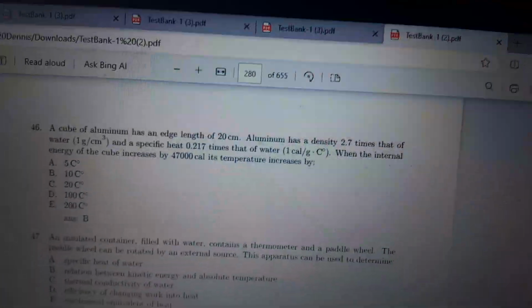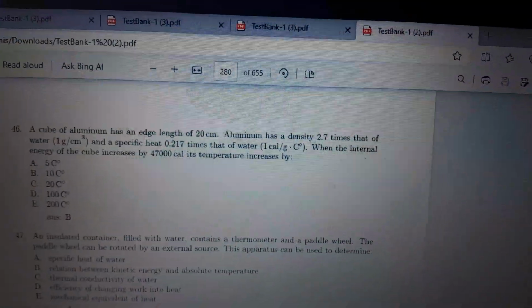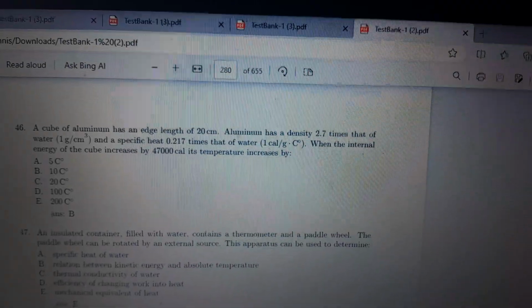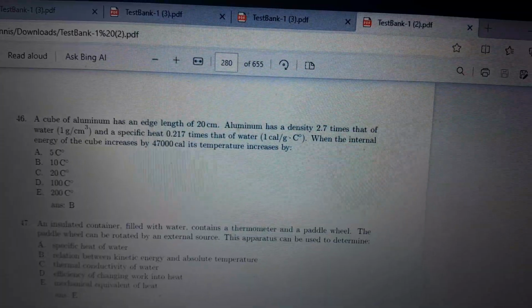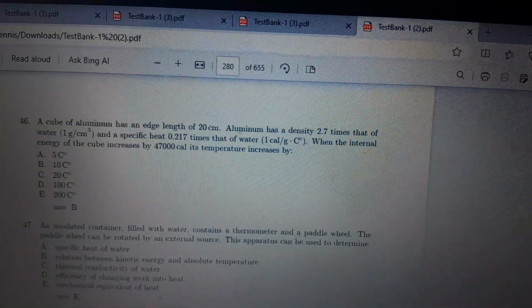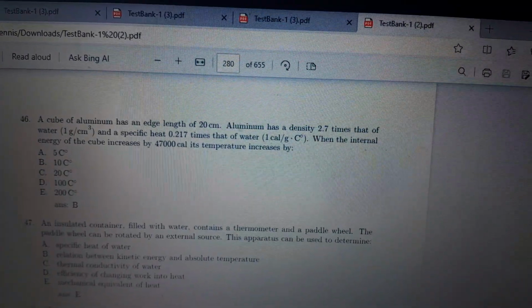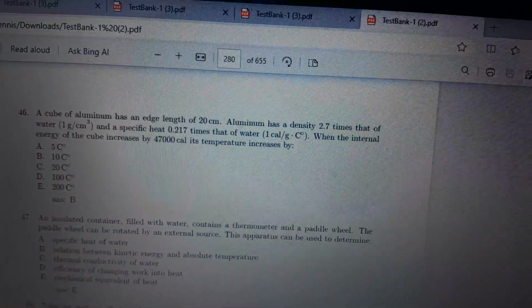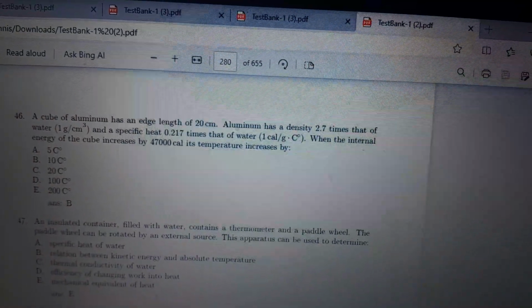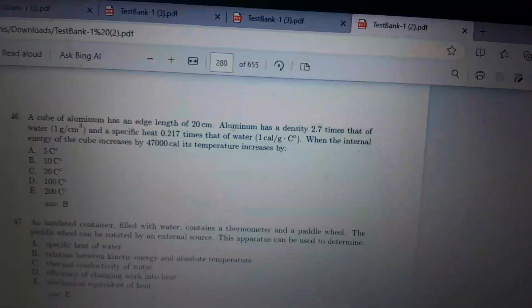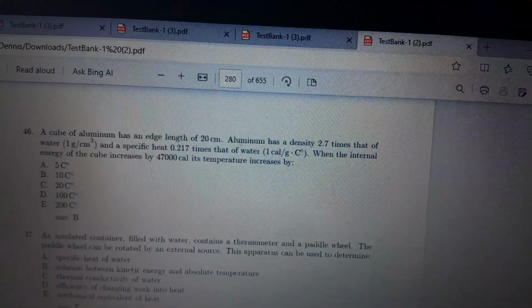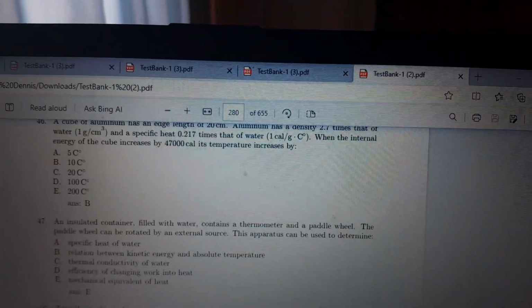A cube of aluminum has an edge length of 20 centimeters. Aluminum has a density 2.7 times that of water and has a specific heat of 0.217 times that of water. When the internal energy of the cube increases by 47,000 calories, its temperature increases by what? By B, by 10. I don't know how they did that, but we'll get 10.